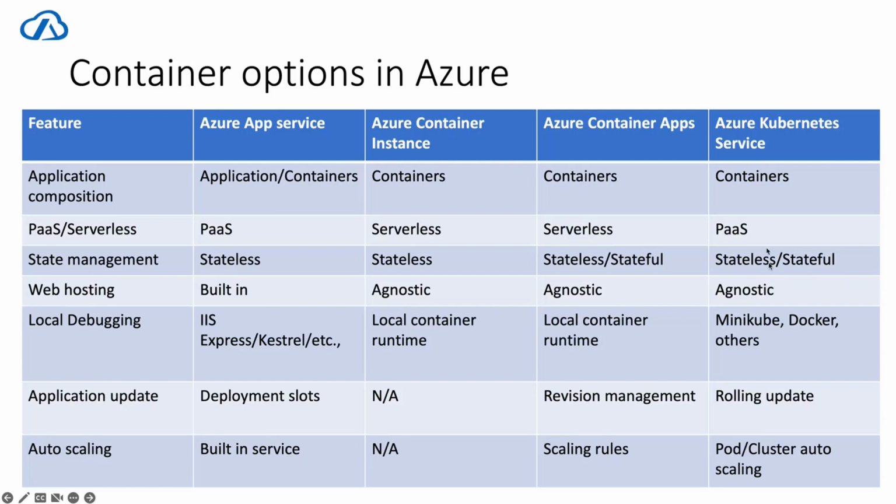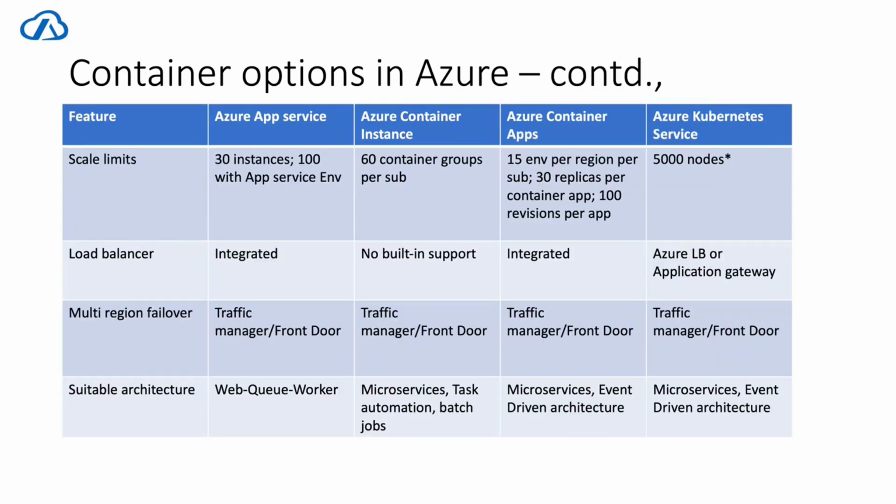And here in Kubernetes, you can also do cluster auto scaling or pod auto scaling as well, using HPA, which is nothing but horizontal pod autoscaler, or using KEDA. Right, and some more things. This is like the limits, scale limits. So with app service, 30 instances and 100 with app service environment. And container instances, you can run 60 container groups per subscription.